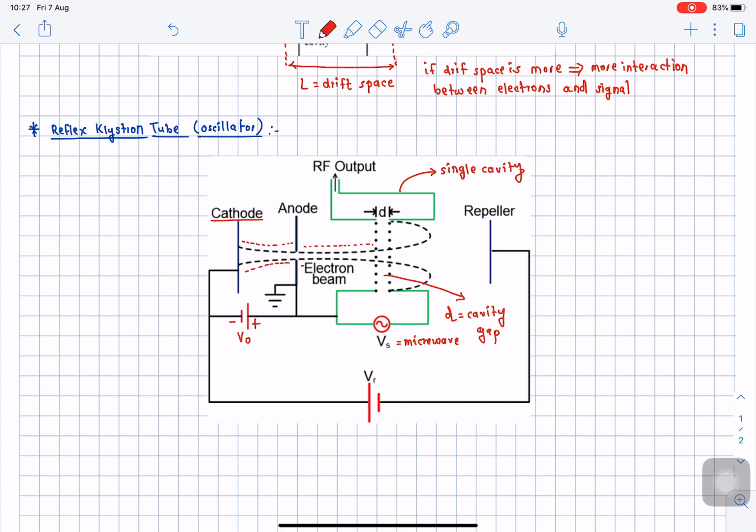So there is one more potential here which plays a very important role, and the overall operation of the Reflex Klystron as an oscillator depends upon this particular DC voltage. Now this DC voltage we call the repeller voltage, and sometimes it is also called the reflector voltage. So VR is the repeller voltage, please remember. Repeller voltage, or it is also known as the reflector voltage.